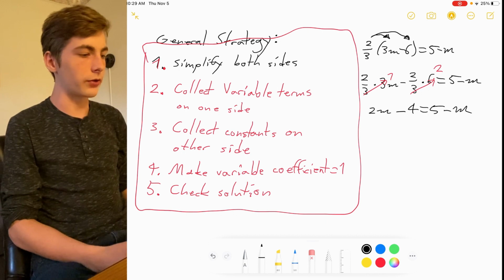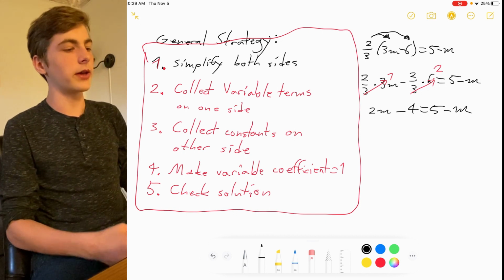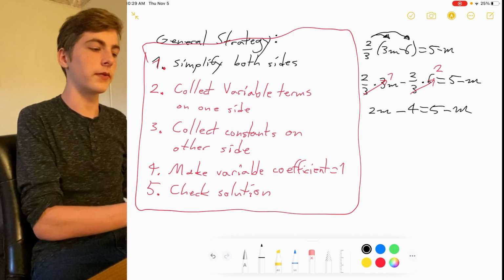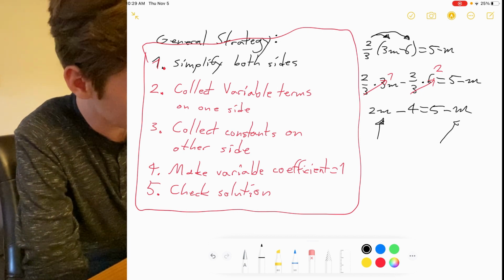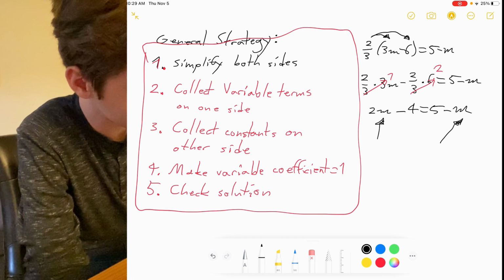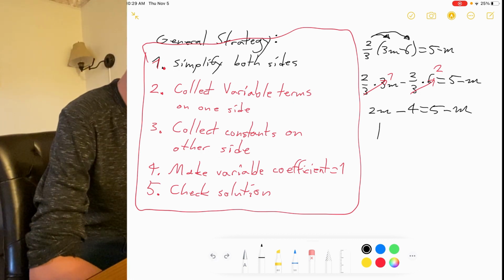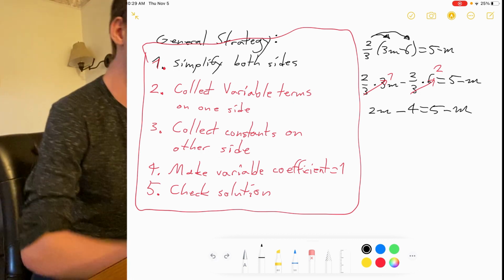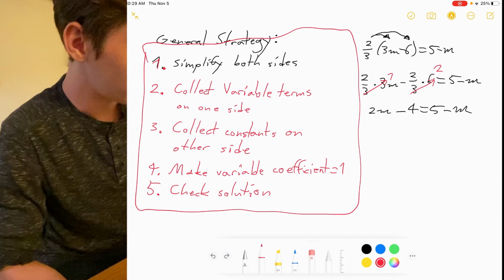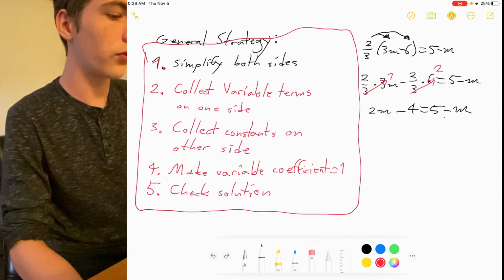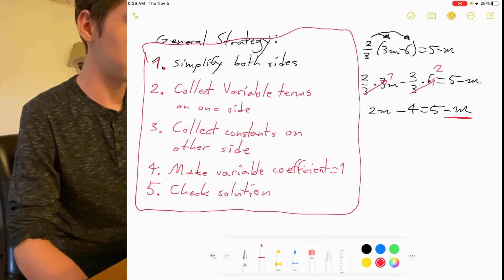So now what are we going to do? Well, step 2, it says collect the variable terms on one side of the equation, right? So right now we have one over here on the left side and one over here on the right side. These are our variable terms. We want to have them only on one side. I'm going to move everything to the left side. And the way I'm going to do that is basically we just need to get rid of this m over here on the right side.